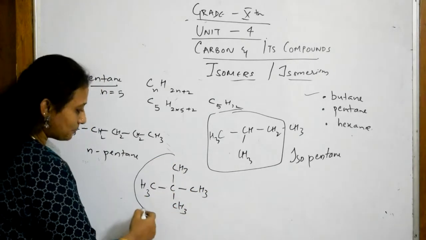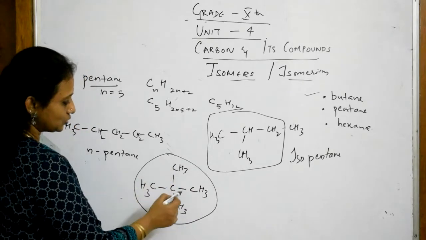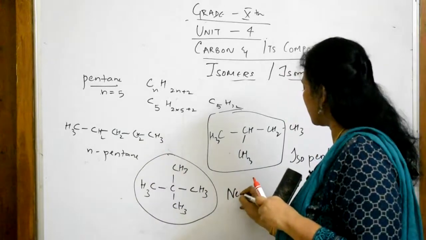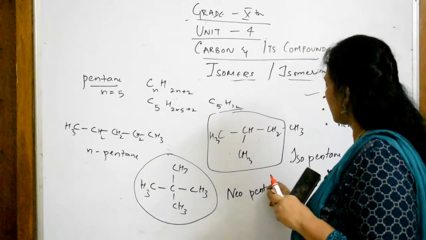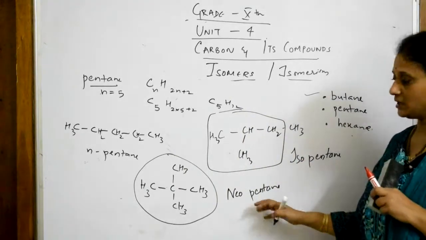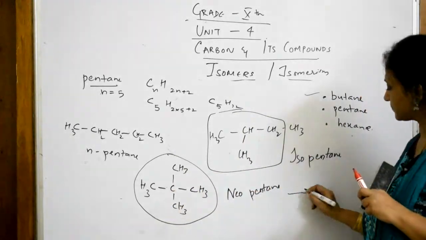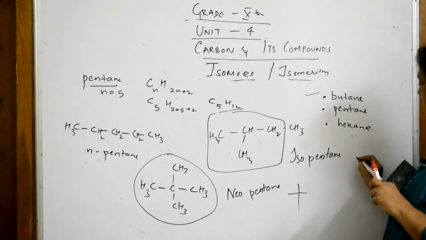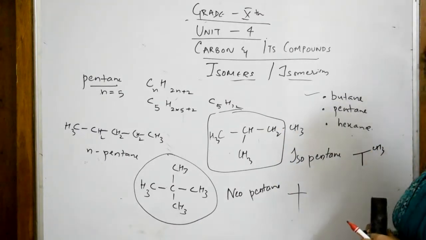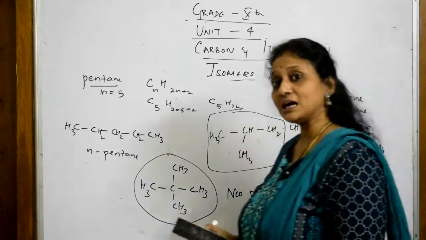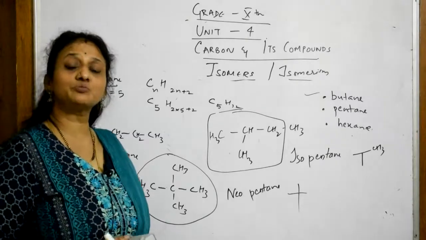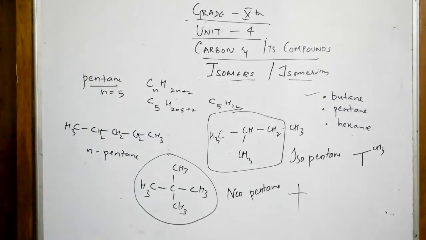Now if you get a compound like this, see here, 1, 2, 3, 4, 5. The name of this compound is called neopentane. What is this? Neopentane. n-pentane, isopentane, neopentane. Neo means just like a cross. Iso means just like your T, and the CH3 group is there. Right? So these are the different isomers of pentane. Now let us come and write the isomers of hexane.